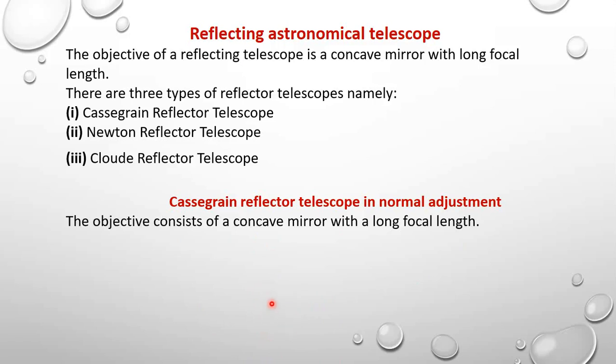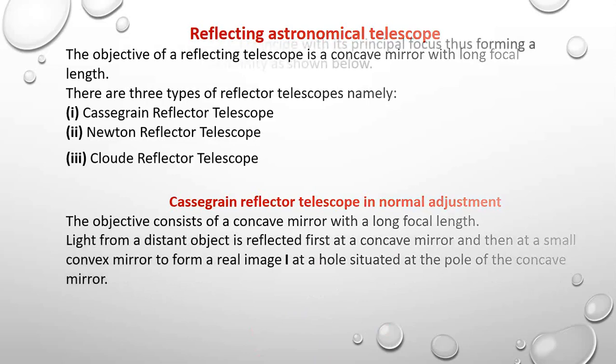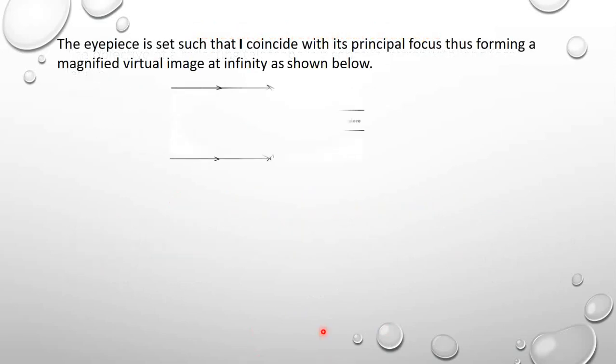And that point I where the image is formed is also going to be coinciding with the principal focus of the eyepiece. Let's see what I'm trying to talk about. So we have rays from infinity, that is from a distant object, reflected by the concave mirror, then by the convex mirror, and then the image is formed at the point I, which is at the pole of the concave mirror. But that point I is also coinciding with the principal focus of the eyepiece.